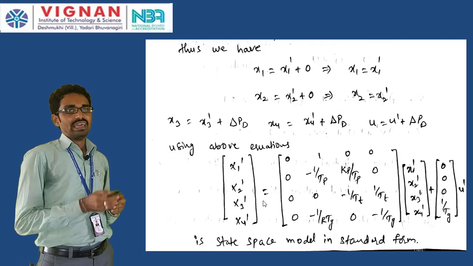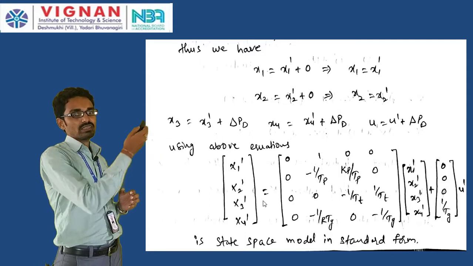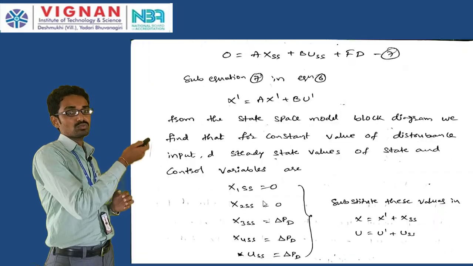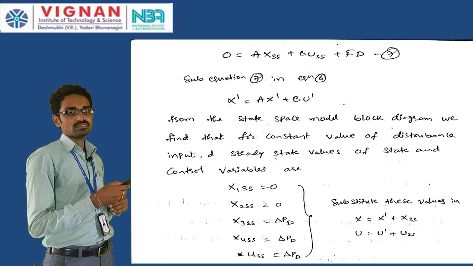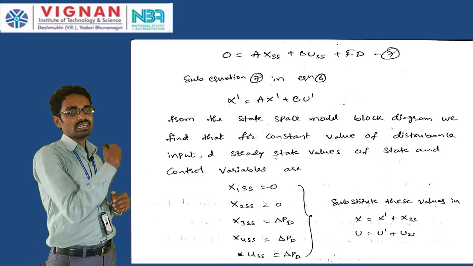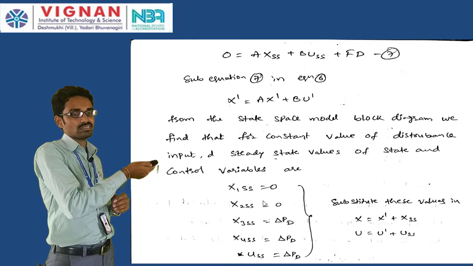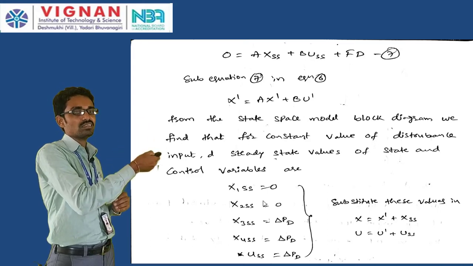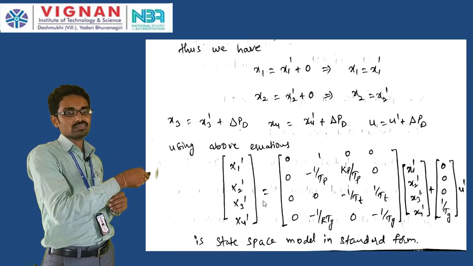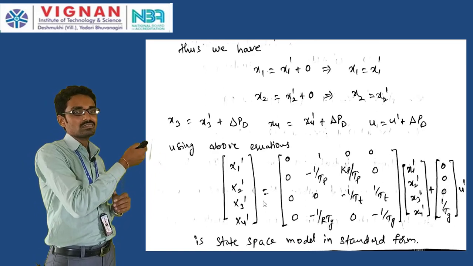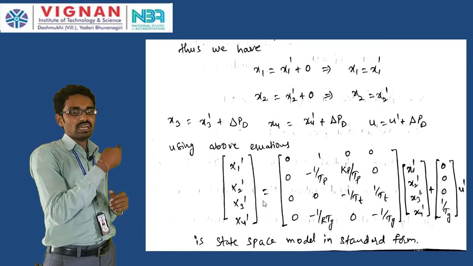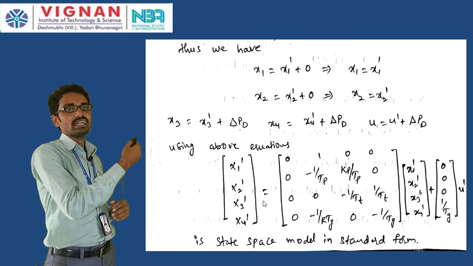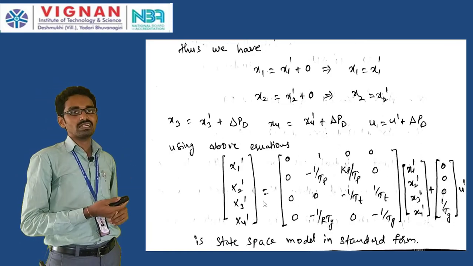Thus we have x1 is equal to x1 dash plus 0, that is x1 is equal to x1 dash, and x2 is equal to x2 dash plus 0, that is x2 is equal to x2 dash. What we are doing is substituting these values in the equation x is equal to x dash plus xss. In the place of xss we have 0. So x1 is equal to x1 dash, x2 is equal to x2 dash, x3 is equal to x3 dash plus delta Pd, x4 is equal to x4 dash plus delta Pd, and u is equal to u dash plus delta Pd.